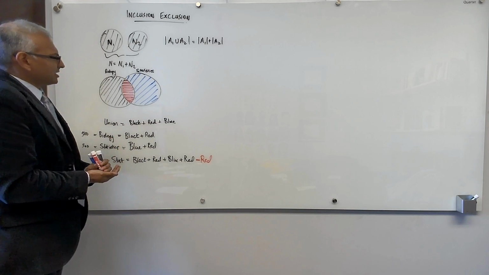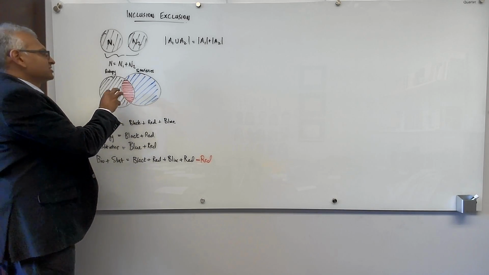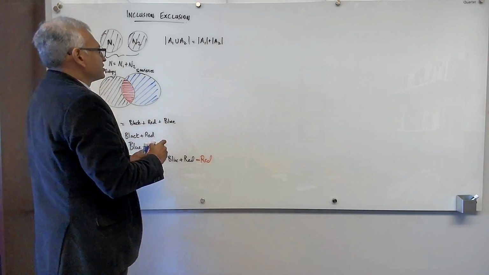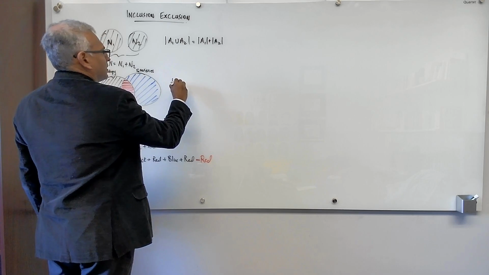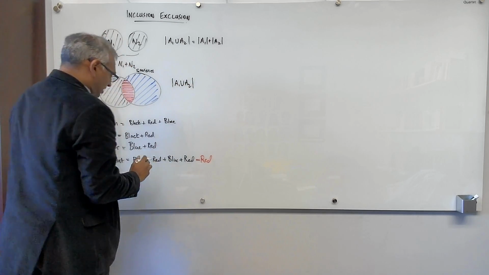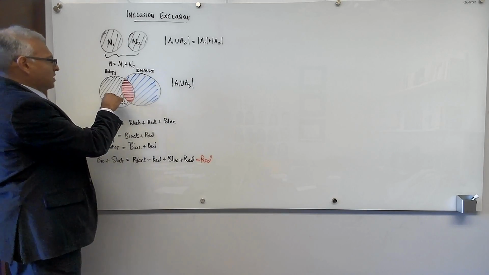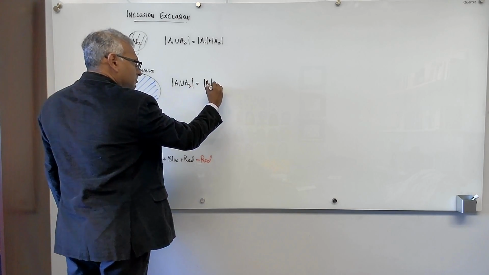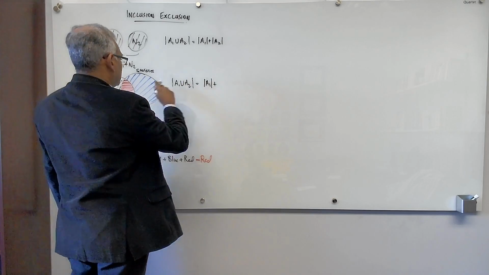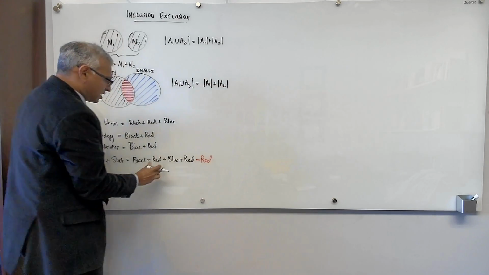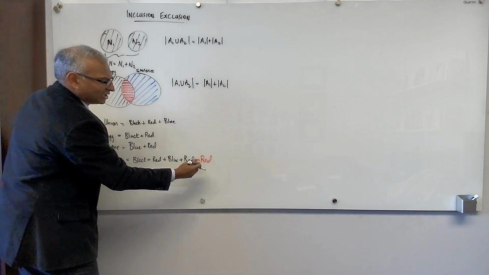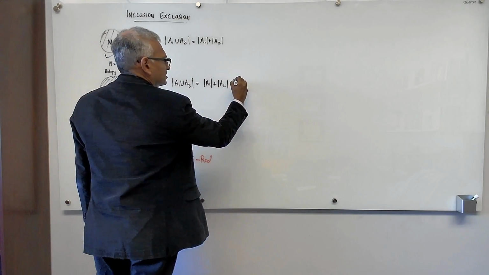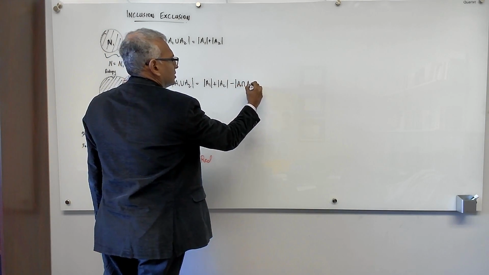Now, let me write that in a more general setting, where we can think of this set as A1 and this set as A2, and we're interested in the union of A1 union A2. I want the size of A1, which is bio, plus the size of A2. But now that adds the red region twice, so I need to subtract the red region. But what is the red region? The red region is just the intersection, minus the size of A1 intersection A2.